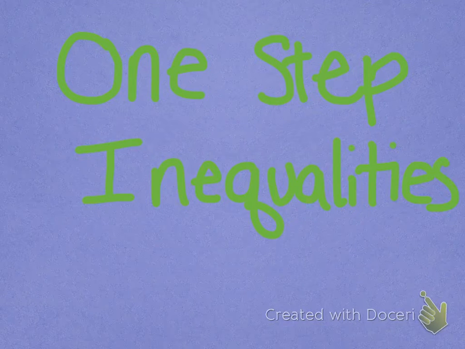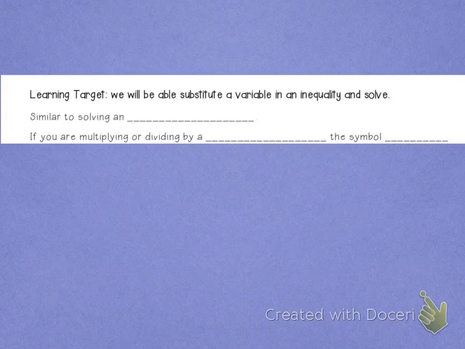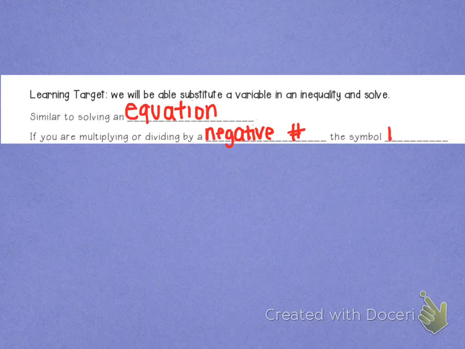Okay, today we are going to talk about one-step inequalities. Our learning target: we will be able to substitute a variable in an inequality and solve. It is similar to solving an equation. And if you are multiplying or dividing by a negative number, the symbol flips. This is super important to remember.